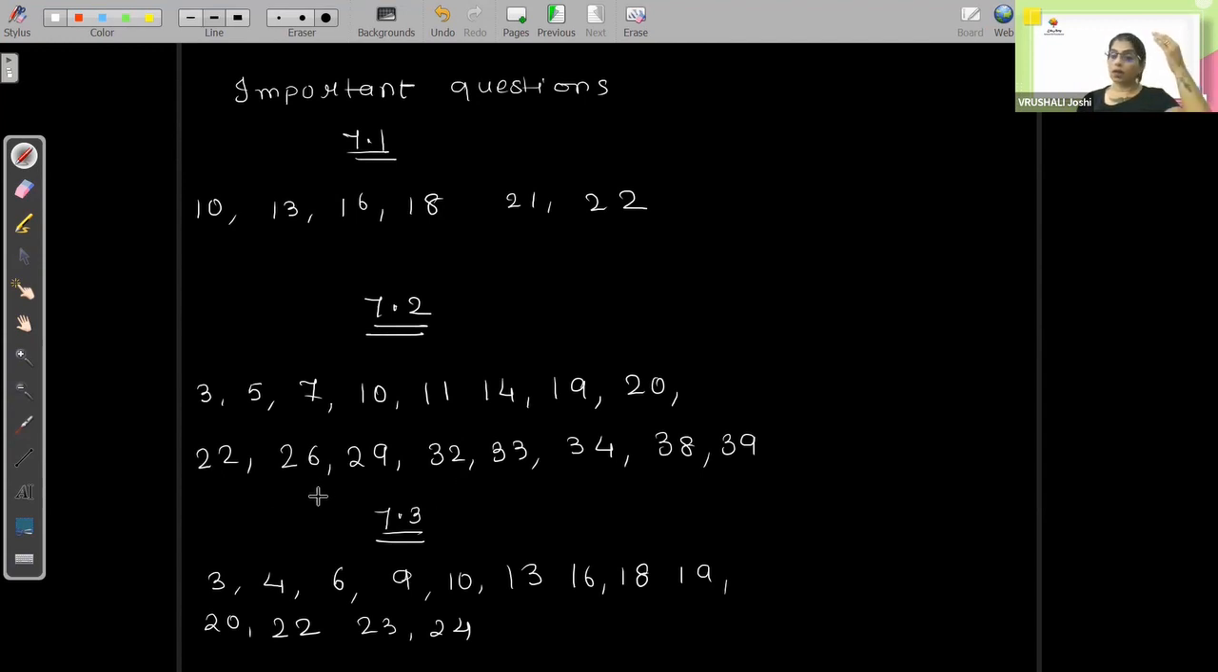Try to do these sums. करना आपको पूरा exercise है. Focus इस पे ज़्यादा करना है थोड़ा.